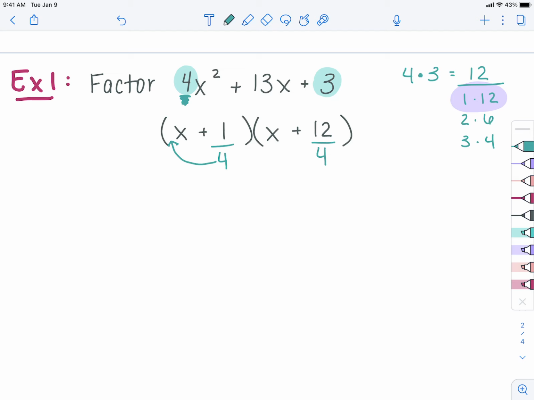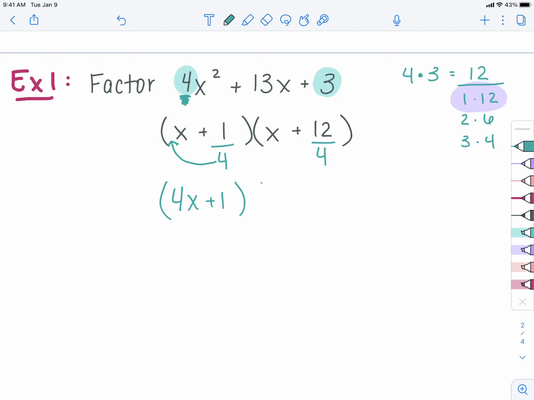And I can do that because basically what I'm doing is I'm multiplying both of those terms by 4 in order to cancel out the denominator. When I multiply by 4, I get a 4x plus 1. So my first set of parentheses is 4x plus 1.